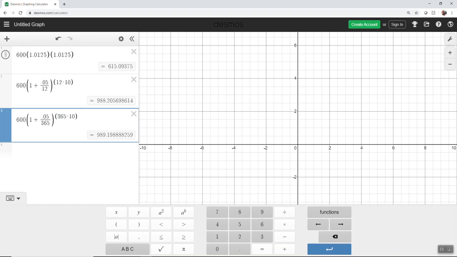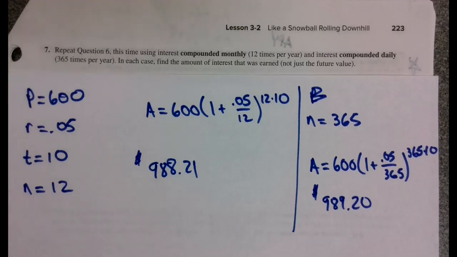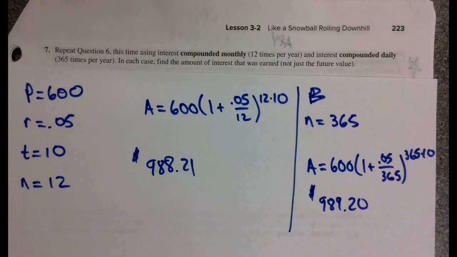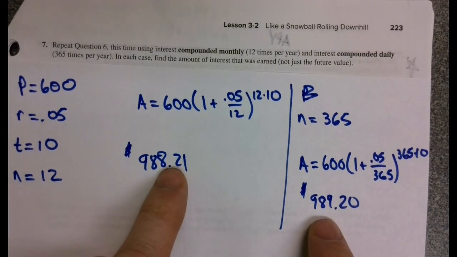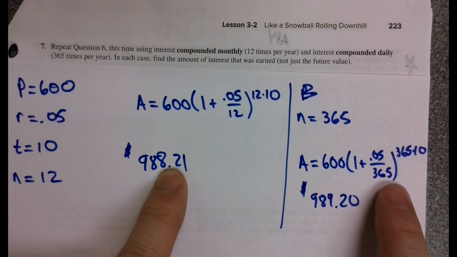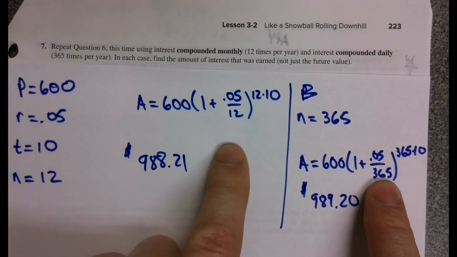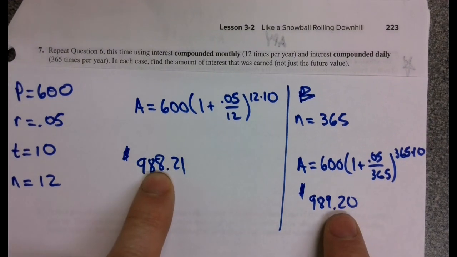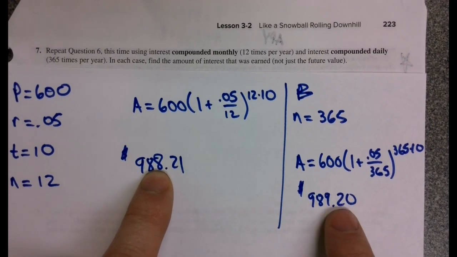Oh, look at that. Almost $1. Well, slightly over $1. 989.20 if we round to the nearest cent. So while it is better to have more compounds per year, you can see it doesn't make a huge difference. I mean, they're depositing interest in your account every day on this one, and here they're doing it every month, and we get slightly less than $1 extra in interest.